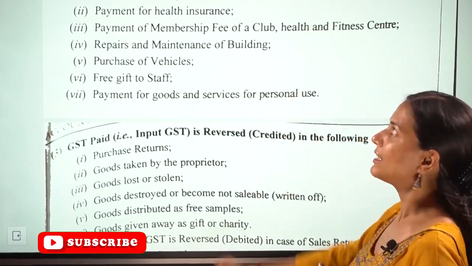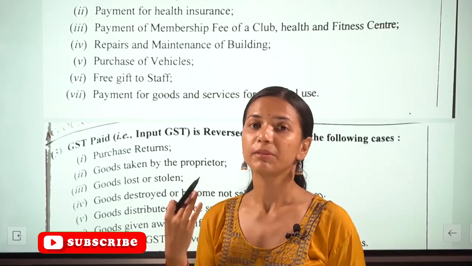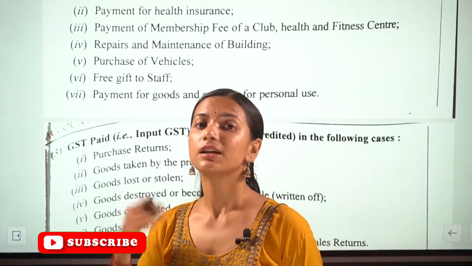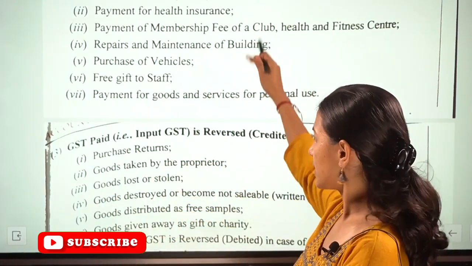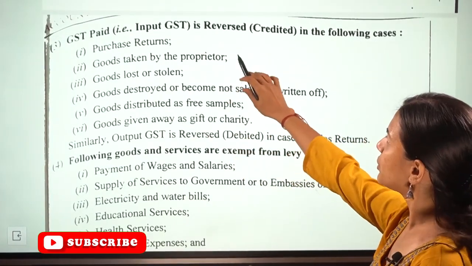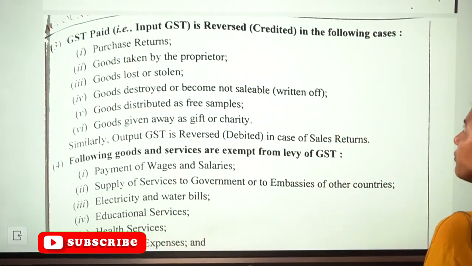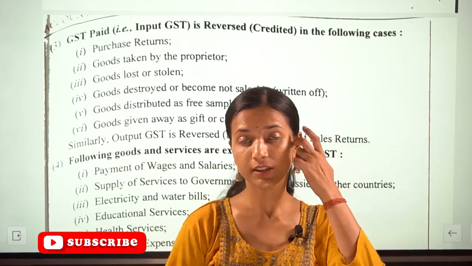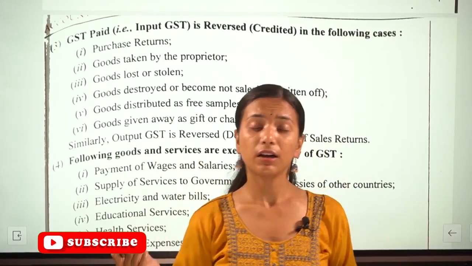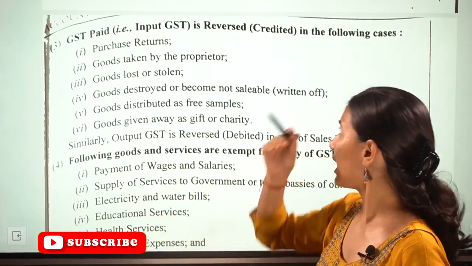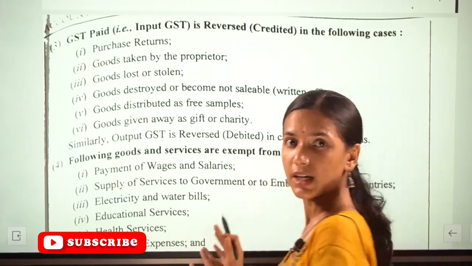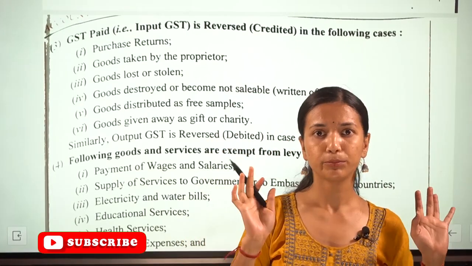So, these are the items where the GST can be set off, where the input GST can be set off by output GST. So, these are the cases. Next we have GST paid, that is input GST is reversed, credited in the following case. Since you are paying GST on certain purchases, at that time the input GST is reversed. So, here there are some cases when you will get back your input GST.